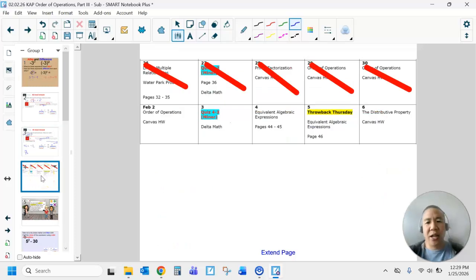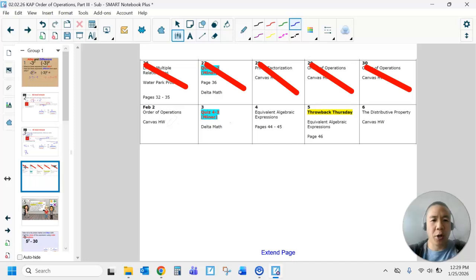I need you now to take out your red pen from your plastic case. Please scratch out day 30. Today is February 2. Today we're still learning order of operations, because tomorrow you will have a quiz 4-3 over order of operations. Today you do have Canvas homework.